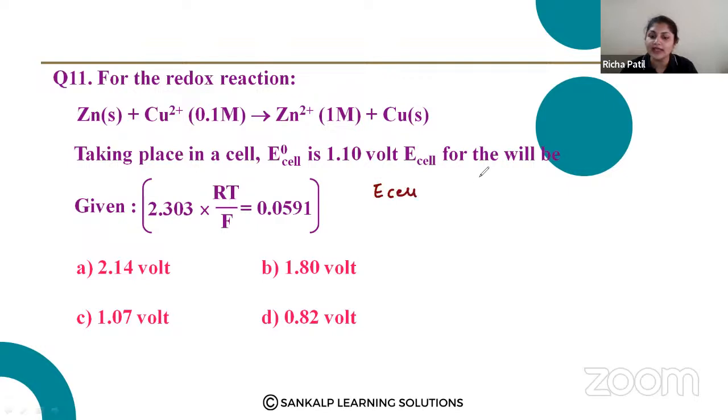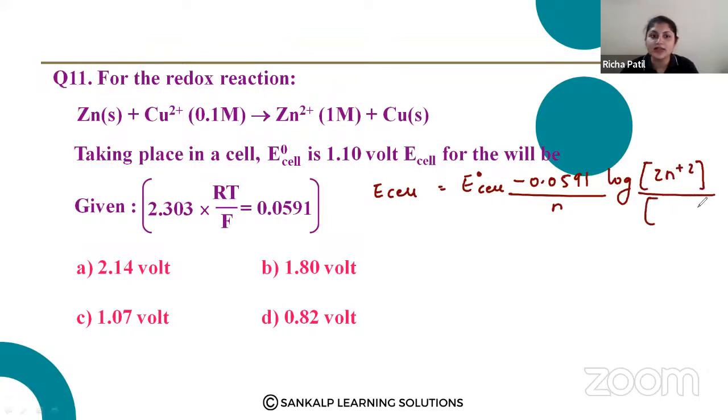So you know the formula: E cell is equal to E naught cell minus 0.0591 divided by n, log of products over reactants. Here it is Zn plus 2 divided by copper plus 2. So you're going to solve this. E naught cell is given as 1.10 minus 0.0591 divided by n. What is n here? n is the number of electrons involved. It is 2 electrons, so 2.